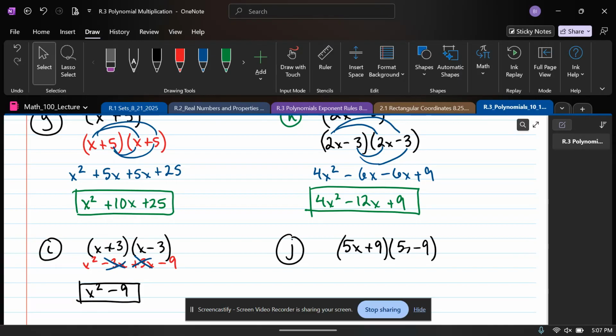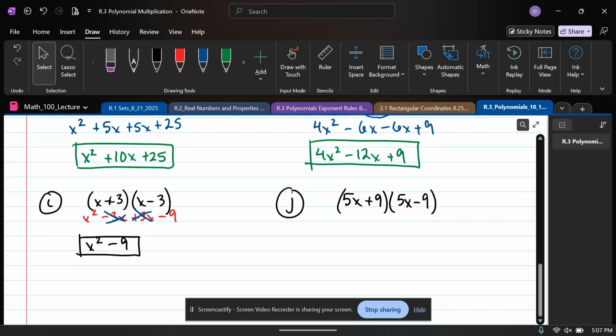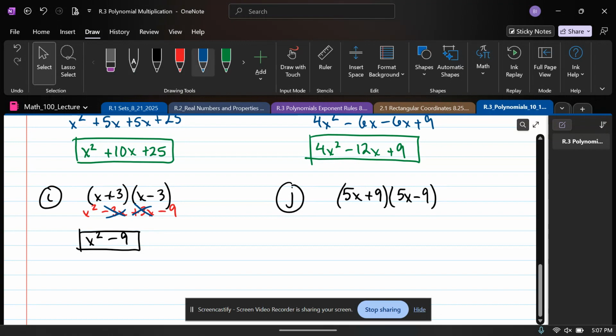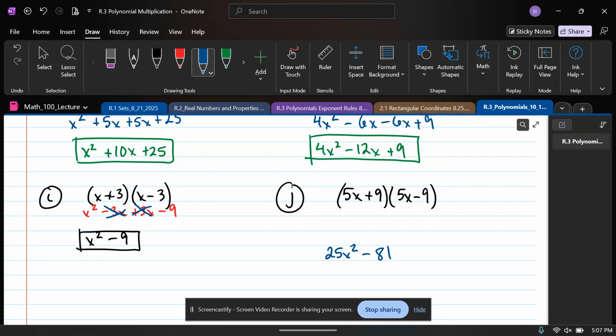That's supposed to be an X there. I don't know what happened. There we go. 5x plus 9, 5x minus 9. Is that a difference of squares? Yes. So if I just multiply 5x times 5x, and then the 9 times 9, and put a minus sign in the middle, that's the shortcut on a difference of squares.